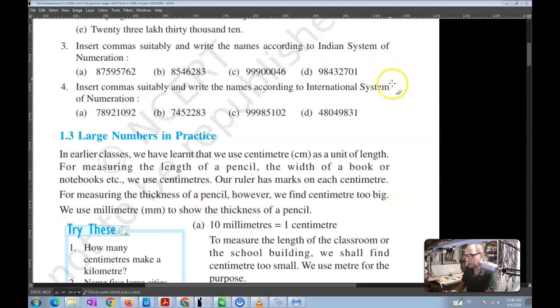The next number that we have is essentially 3 digits, 2 digits, and 2 digits. So you have 9,84,32,701, which is essentially 9 crore, 84 lakh, 32,701. Okay.